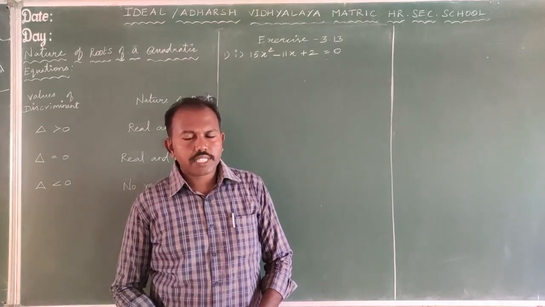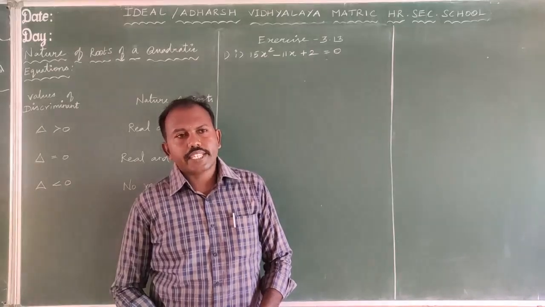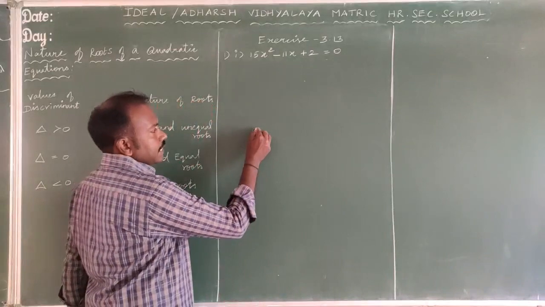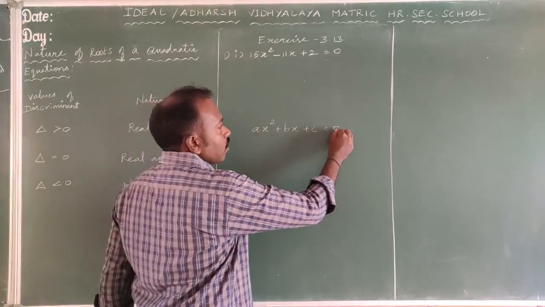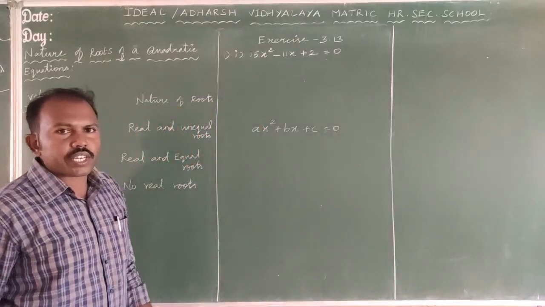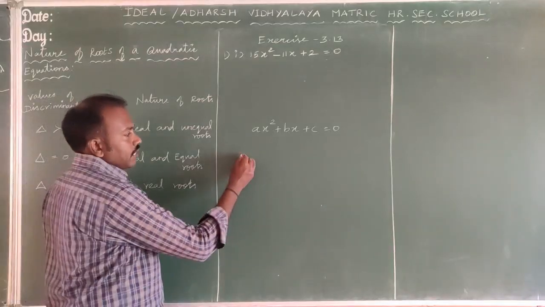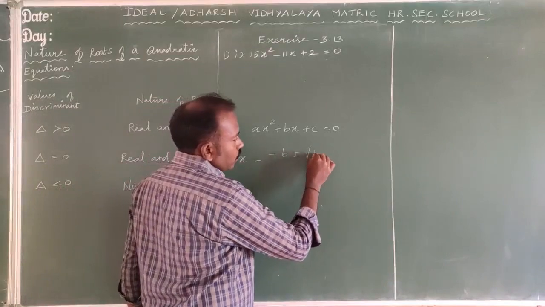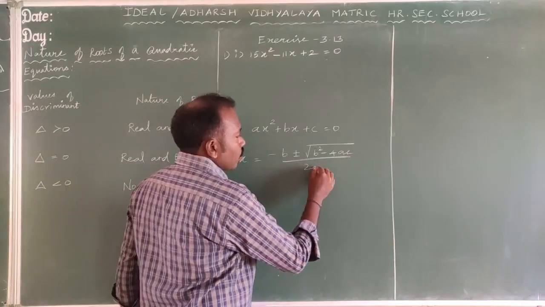Today we are going to see the topic nature of roots of the quadratic equation. We know the quadratic equation, that is ax square plus bx plus c is equal to 0. Then finding the roots of quadratic equation using formula method we know, right? That is x is equal to minus b plus or minus root of b square minus 4ac divided by 2a.